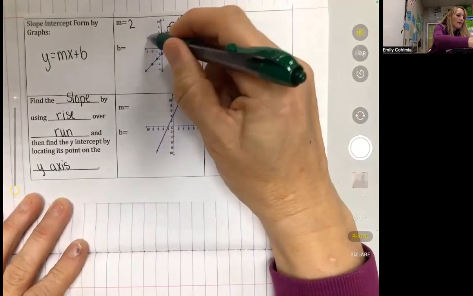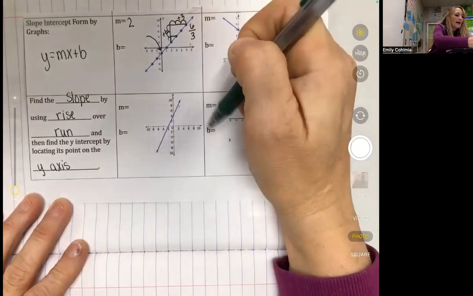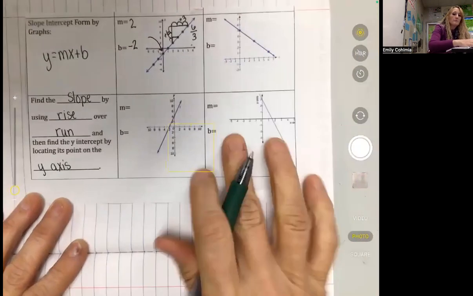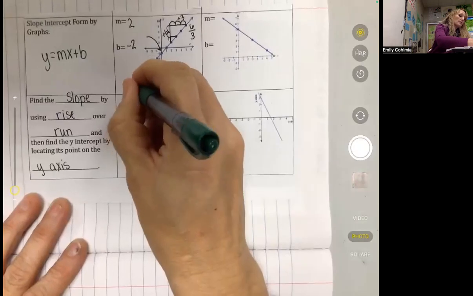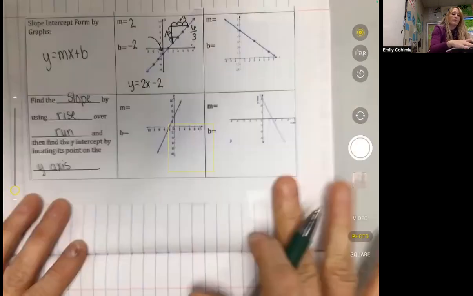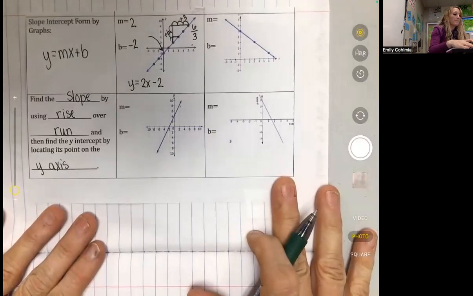And then our y-intercept is where it crosses the y-axis. So our b is -2. So our slope-intercept is y equals 2x minus 2. Y equals mx plus b.